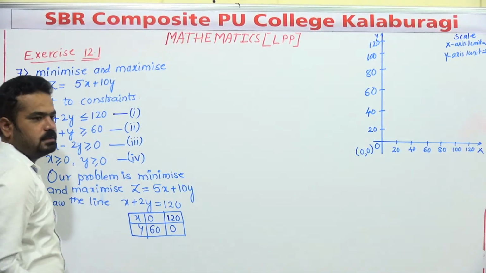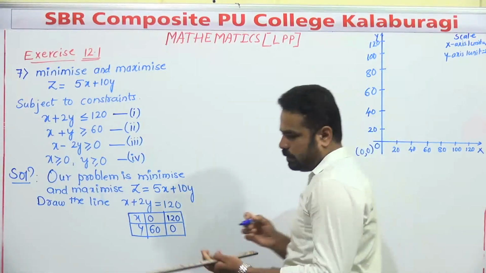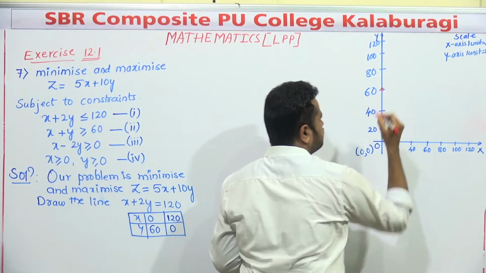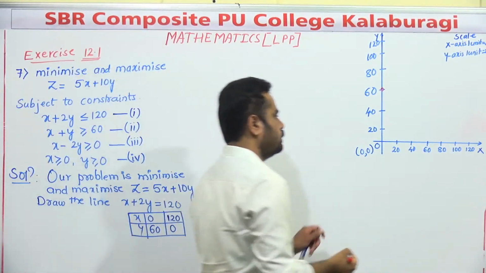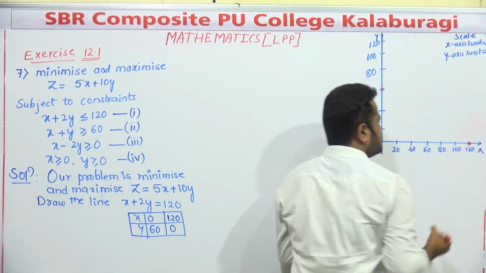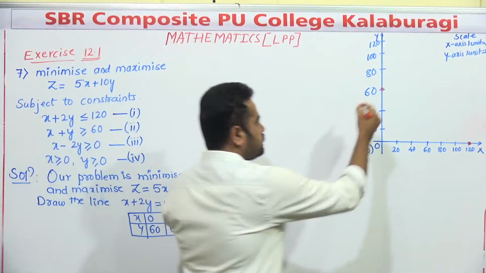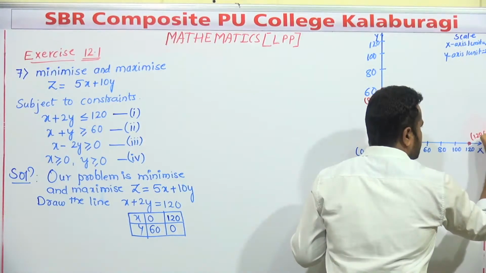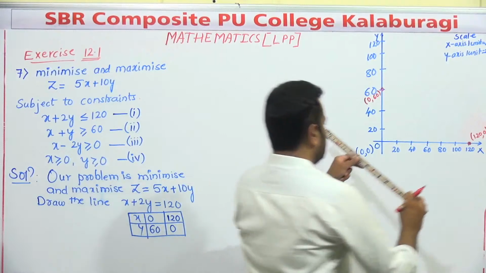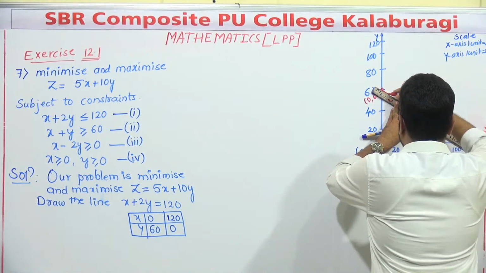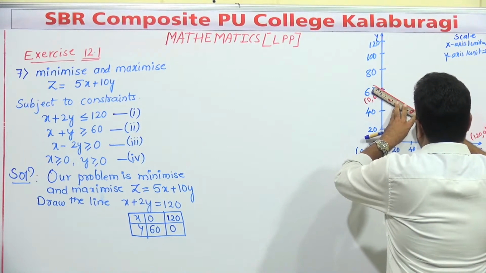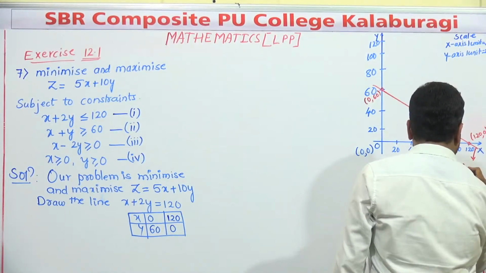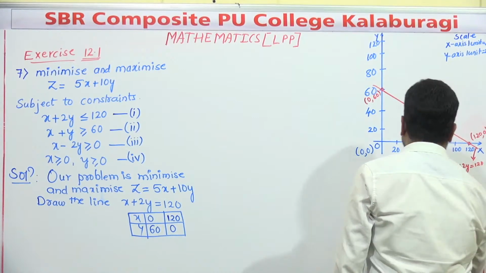What is the first point? The first point is 0, 60. Next one is 120, 0. This is x is 120 and y is 0. Its coordinates are 0, 60 and 120, 0. Join these two, and this is our line. The red line is represented as x plus 2y equal to 120. Now we got the first line.